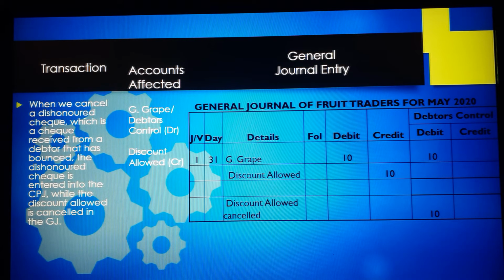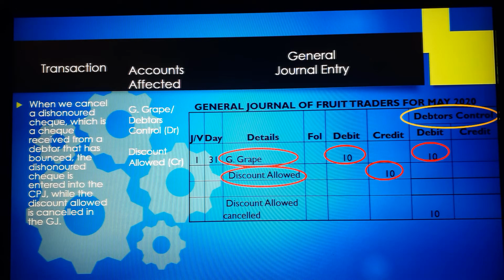Therefore, we debit debtor's control in the name of the debtor, which is G Grape, and we cancel the discount allowed by crediting discount allowed. So again, we will see the process of entering into the general journal: debit our debtor, credit discount allowed. We enter into the general columns for the debit and credit. And because it is affecting debtor's control in that we are adding the discount allowed back, we therefore need to write the amount in the debit column of debtor's control and then provide our narration.